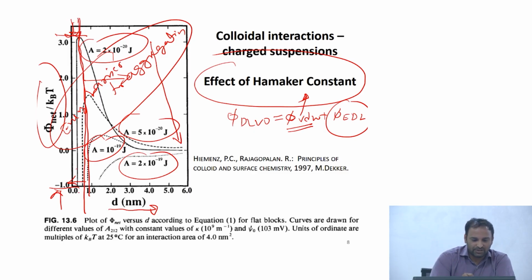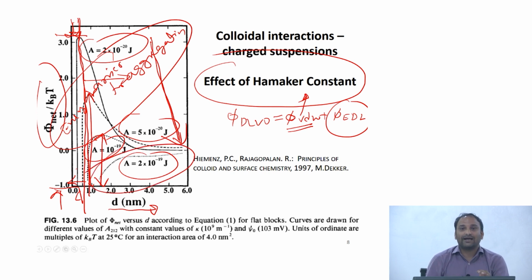The energy barrier is this in the case of a Hamaker constant of 2.2 times 10 power minus 20 J. I have increased the Hamaker constant and now the barrier becomes a little smaller. I have increased the Hamaker constant further. Basically I am playing with this barrier, reducing the barrier by increasing the Hamaker constant, and at some point your interaction becomes completely attractive.